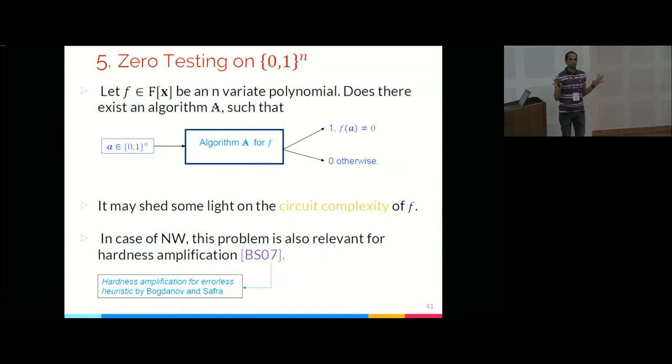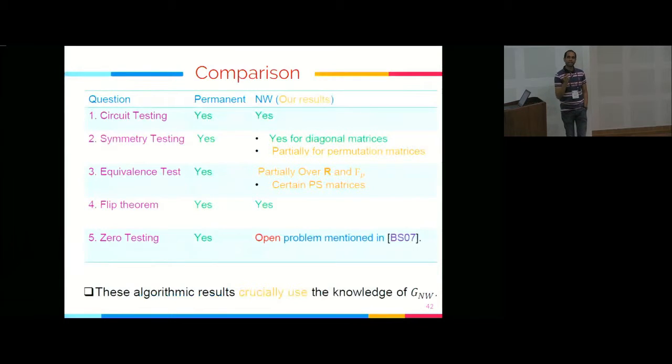So now we have all the algorithmic questions, and let me talk about the comparison between design polynomials and permanent. A circuit testing algorithm was known for the permanent. We gave this algorithm for the design polynomial. For permanent, a symmetry testing algorithm is known, and for design polynomials, we gave the complete answer to this question for diagonal matrices and a partial answer for permutation matrices.